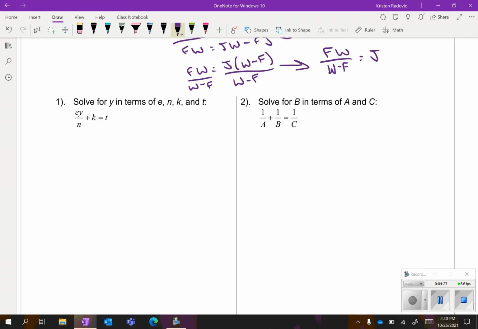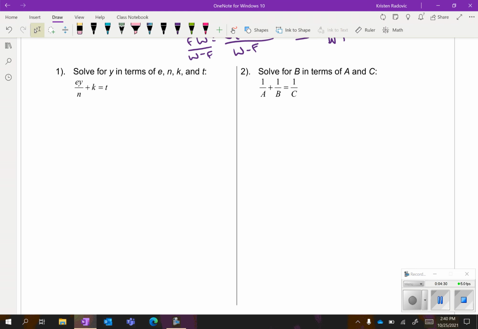In example 1, they want you to solve for y in terms of E, N, K, and T. And in order to solve for y, we are trying to get y by itself. Now, you could write this as 3 fractions and multiply everything by what's missing. You can get the common denominator of n, absolutely. However, there is an easier way to do this problem. If you want to get y by itself, first of all, get rid of the k. You're going to have EY over n equals t minus k. In order to get rid of a denominator, you need to multiply by it. So I'm going to multiply by n.